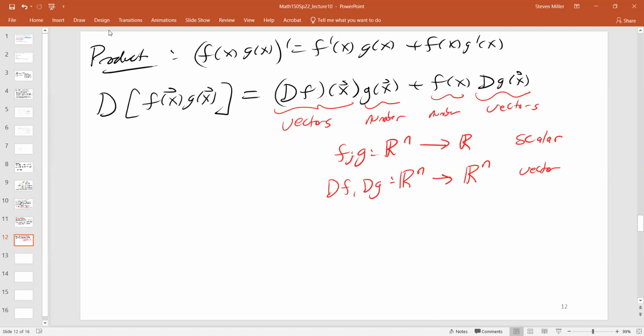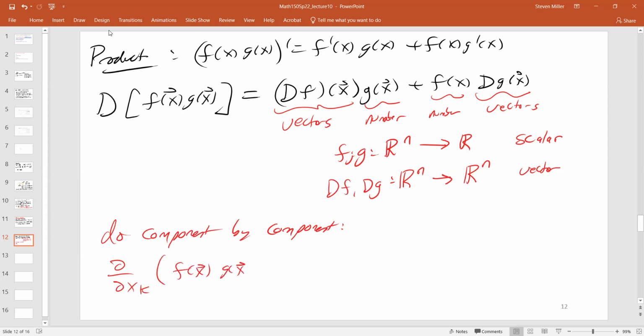And you would prove this very similar to the standard proof of the derivative. What you could do is do it component by component. Take the derivative with respect to, say, the kth variable of f of x, g of x. And you would get the derivative of f with respect to the kth component times g of x plus f times the derivative of g with respect to the kth component. And that would be the kth component of the derivative of the product. And then you just put everything together. Okay. So the product rule is actually not that bad. Building on a successful product.